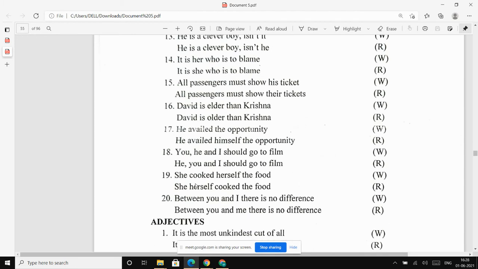See here, she cooked herself the food. It means, the meaning of this is she cooked herself.